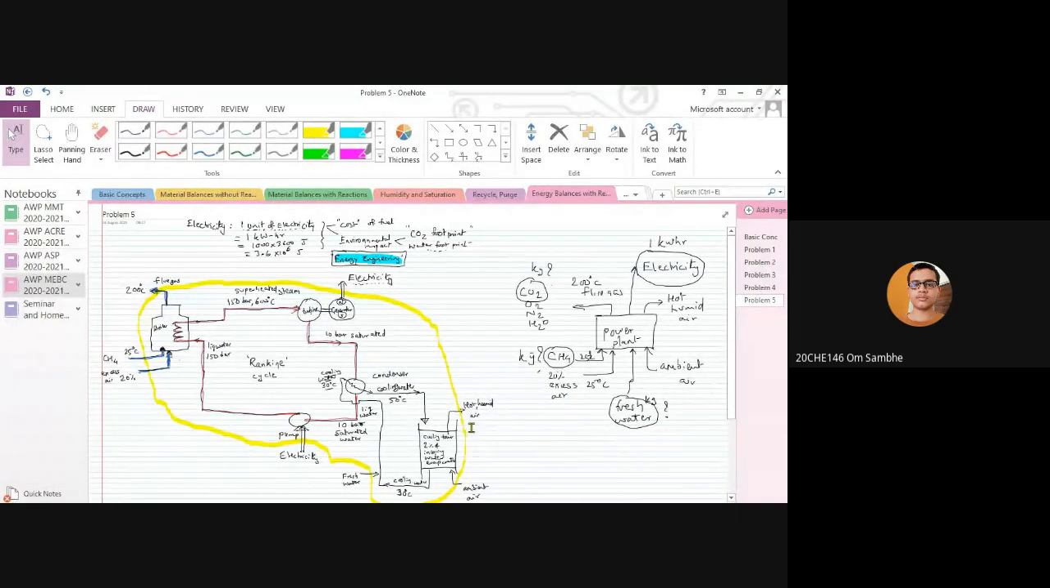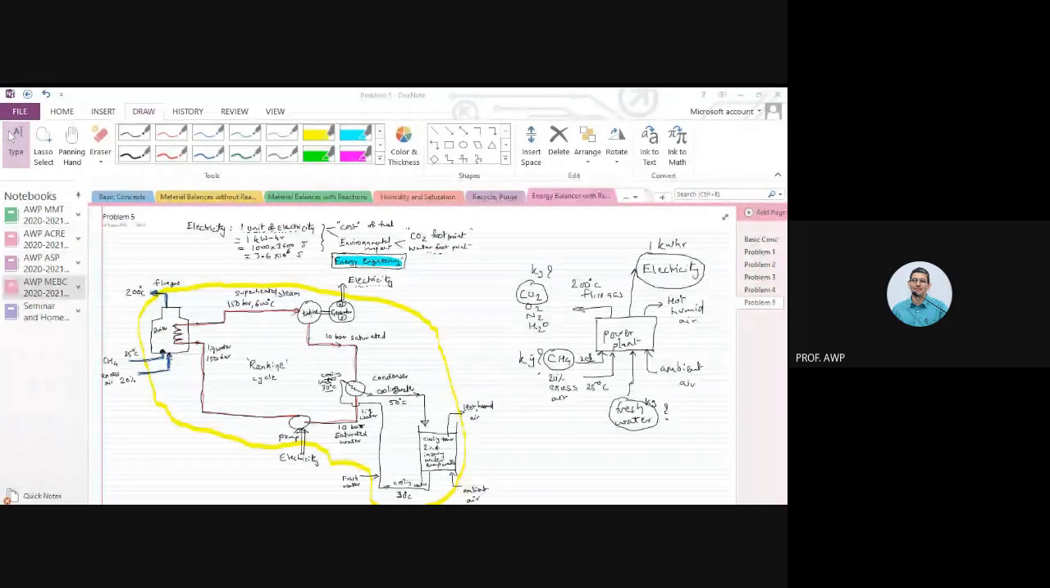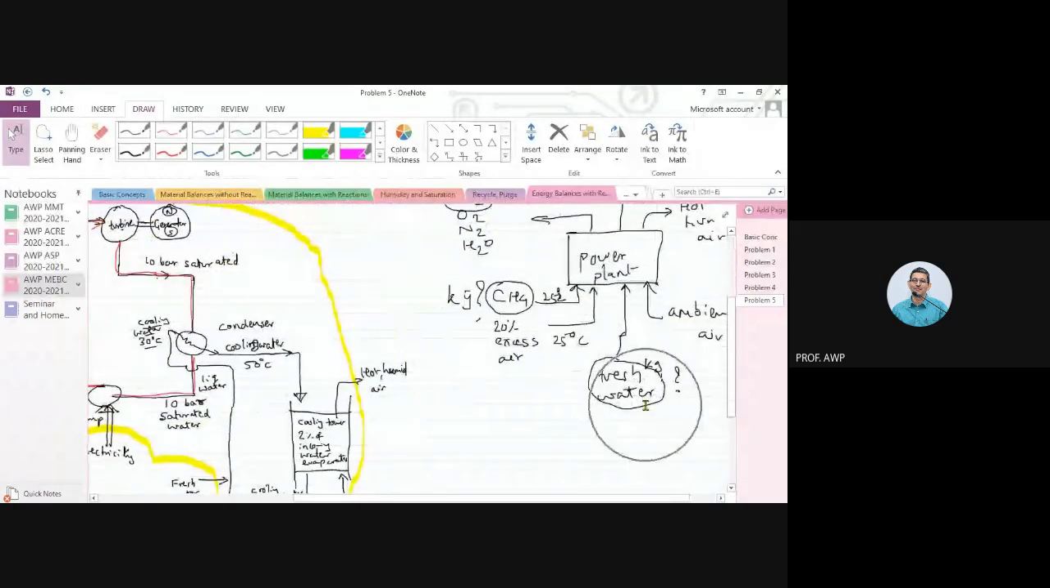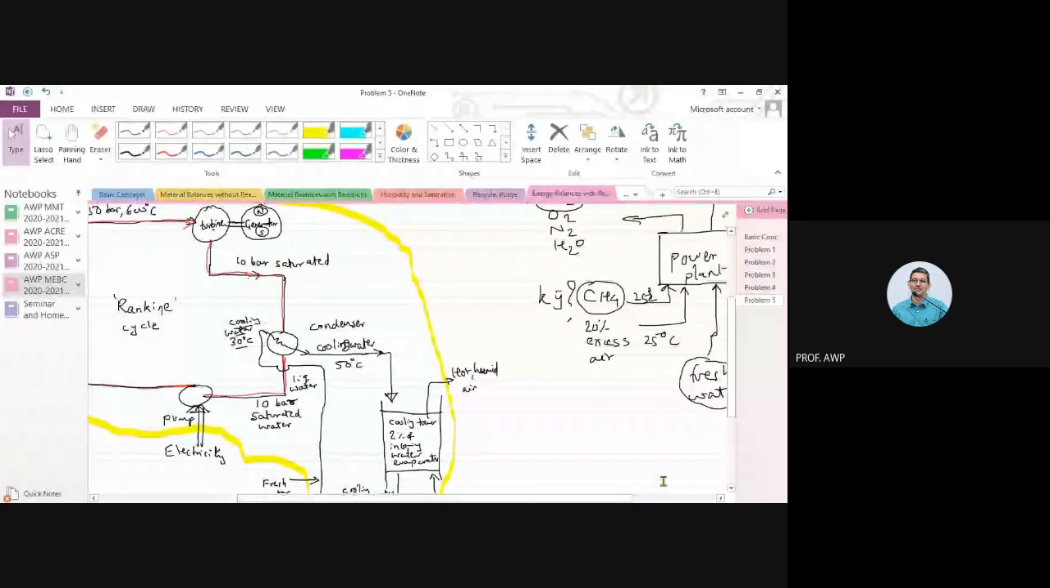Sir, electricity is also required, no? Oh yeah, thank you. Who was saying that? Ohm, right? You said ohm. Excellent. Yes, this small amount of electricity is required to operate this pump.